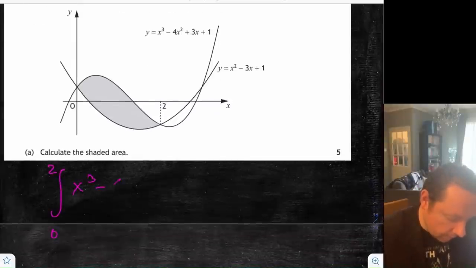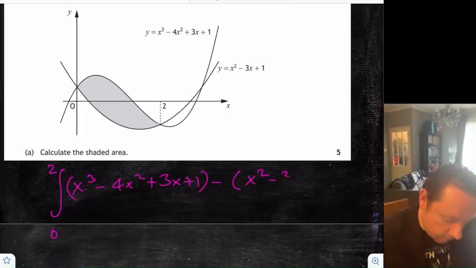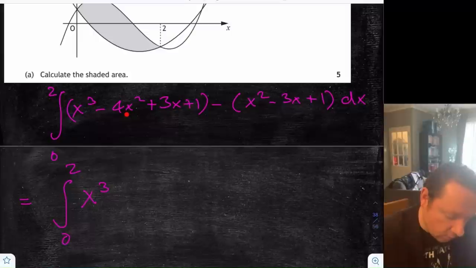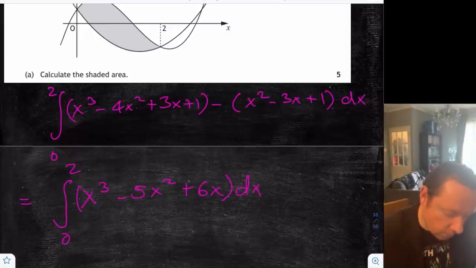curve minus our lower curve dx. So we can tidy that up before we integrate 0 and 2. We've only got an x cubed term, and then our x squared is minus 4 minus 1, which is minus 5x squared. Our x terms, 3x minus minus 3x is plus 6x. Watch your signs. And then 1 minus 1 is 0. So we get this integral to do.